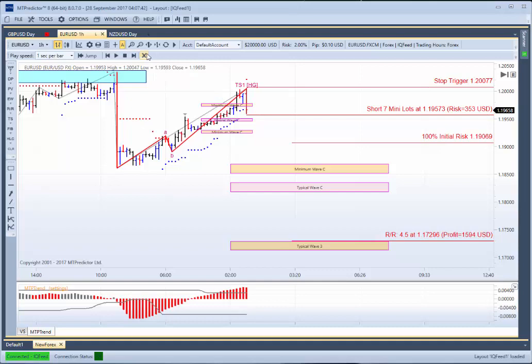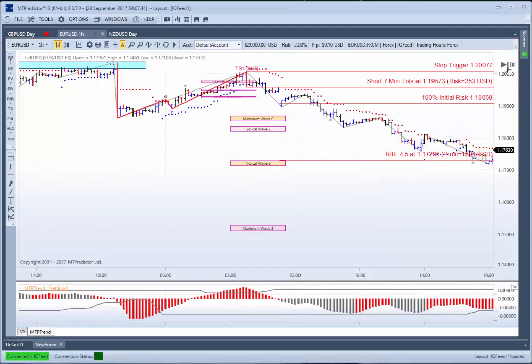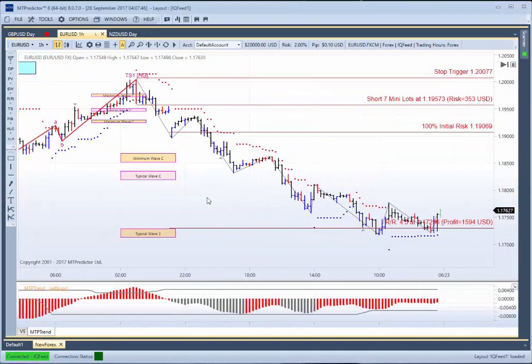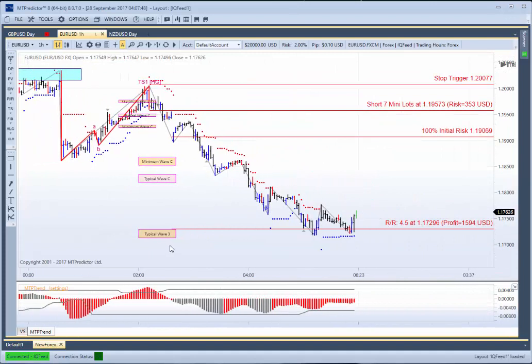So let's turn trading mode off and see how this next trade setup has actually unfolded. Just rescale it a bit. Drag that across, you can see what's happened. As you can see, the market has declined nicely and basically has just hit the target.